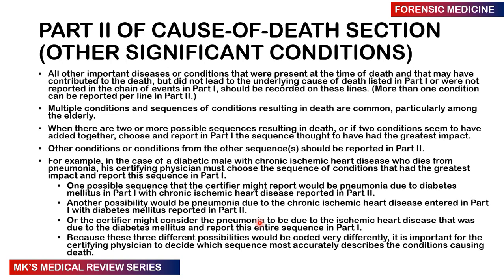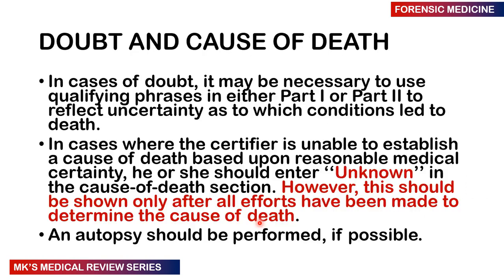The way these conditions are coded when they're doing the death registration is very different, and it's important that you have the right sequence that fits your patient. Sometimes there is doubt on the cause of death. In cases where there is doubt, it's necessary to have qualifying phrases in either part 1 or part 2 that reflect uncertainty about the conditions that may have led to death. And of course, in the case where you're not able to establish the cause of death, then you can write unknown.